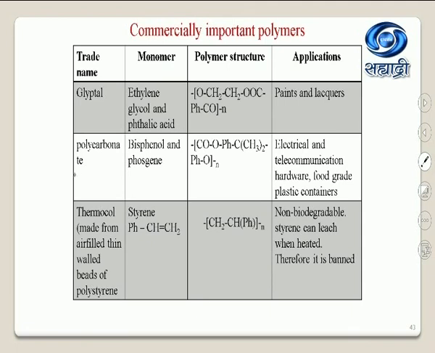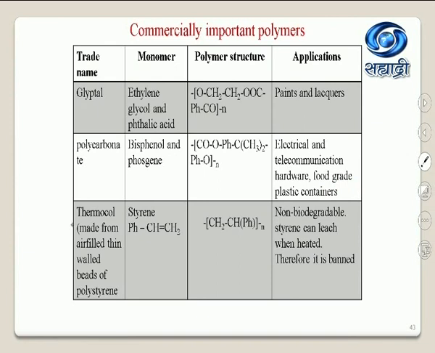Next commercially important polymer is polycarbonate, which is obtained from two monomers, bisphenol and phosgene. This is the structure for this polymer, and polycarbonate is used in electrical and telecommunication hardware, and food grade plastic containers also.